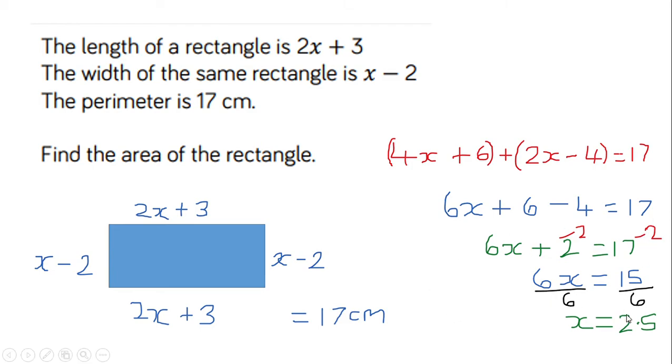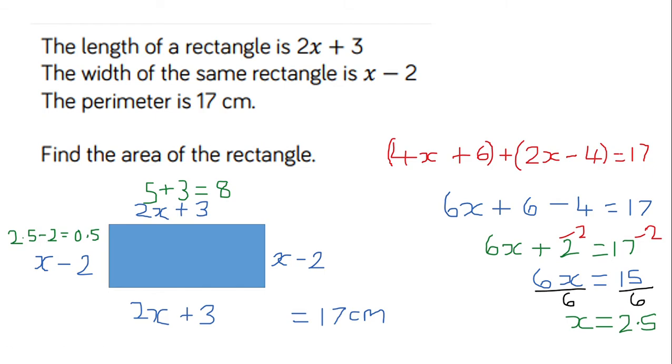Now I know the value of x, I can work out what the length is in centimetres and what the width is in centimetres. Then I can find the area, because I know that area equals length times width. So I know that the length is 8, and I know that the width is 0.5 now, because I've substituted those in. So 2x, 2 times 2.5 is 5, 5 plus 3 is 8. So we're substituting the numbers for the symbols to work it out.